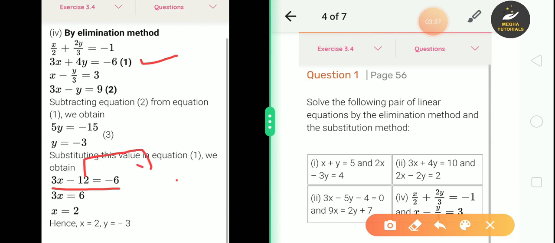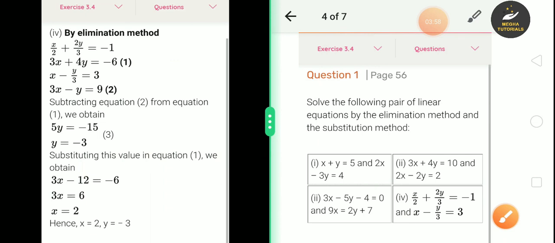Transpose 12 to the right hand side, so we'll get 3x is equal to minus 6 plus 12. Minus 6 plus 12 is 6, so we get the equation 3x is equal to 6. Then transpose 3 to the RHS, so we'll get 6 upon 3. So finally we'll get x is equal to 2. So the values of x and y are 2 and minus 3.